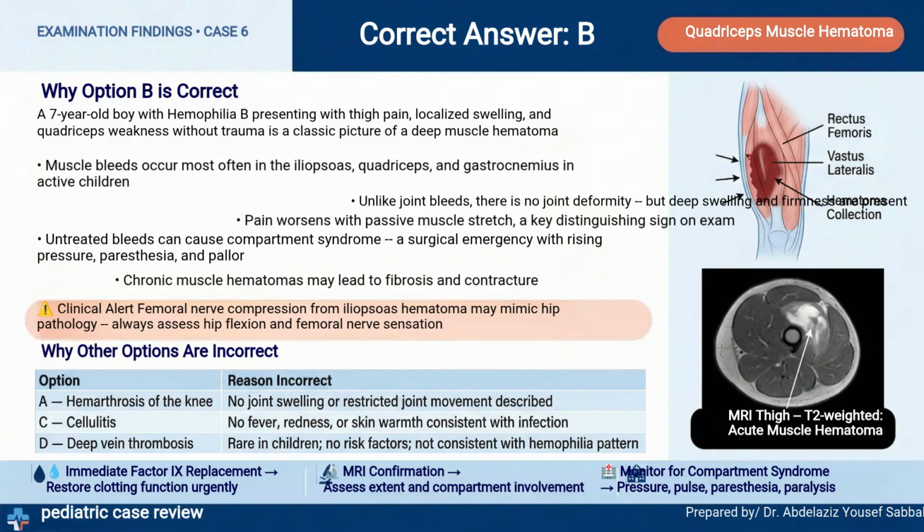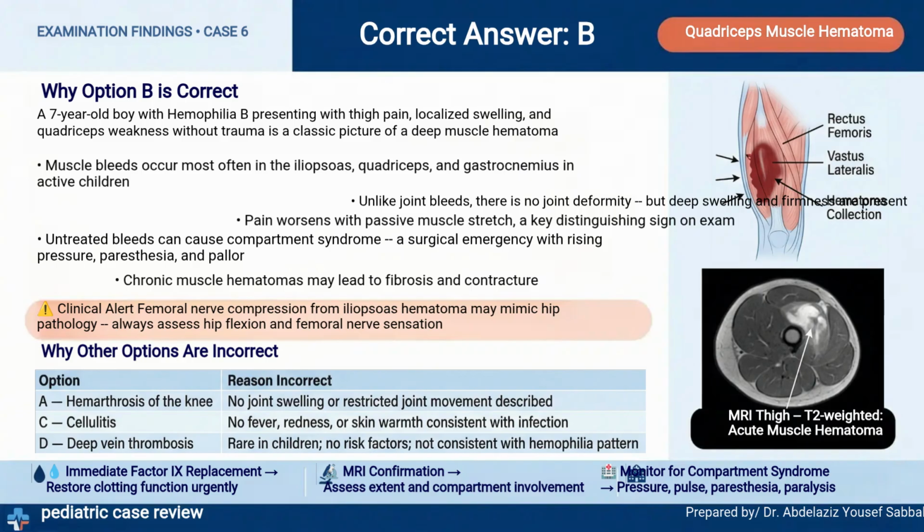Muscle bleeds occur most often in the iliopsoas, quadriceps, and gastrocnemius in active children. Unlike joint bleeds, there is no joint deformity, but deep swelling and firmness are present. Pain worsens with passive muscle stretch, which is a key distinguishing sign on examination. Untreated bleeds can cause compartment syndrome, a surgical emergency characterized by rising pressure, paresthesia, and pallor. Chronic muscle hematomas may lead to fibrosis and contracture.